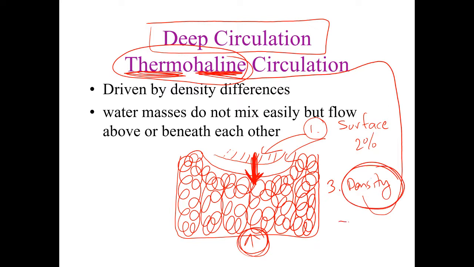What is that density based on? It's based on salinity and temperature only. So if something's really cold and really salty, it gets down to the deep layer. Again, driven by density differences. These water masses do not mix easily, but they flow above or beneath each other, but they're still in the deep layer.